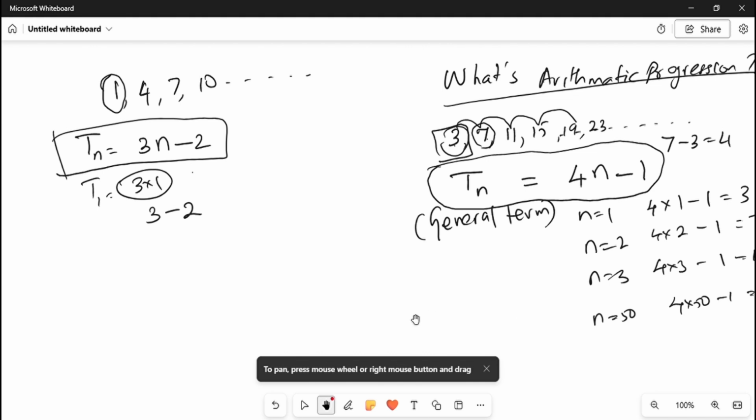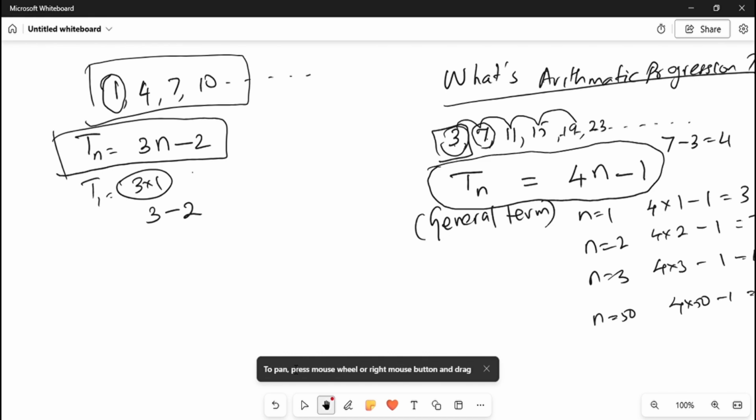So this particular general term is only for this particular progression. In this number pattern, the general term is 3n minus 2. So now you understand that different number patterns have different general terms. But now we are going to study a common formula for any arithmetic progression.